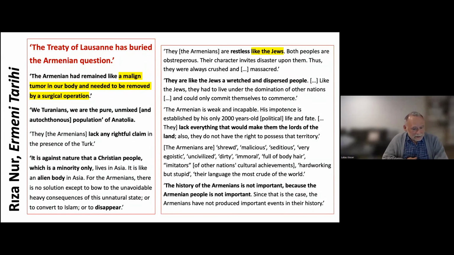So, Ermeni Tarihi, just a few quotations. So, the Treaty of Lausanne has buried the Armenian question. The Armenians had remained like a malign tumor in our body and needed to be removed by a surgical operation. We are Turanians, we are the pure, unmixed, and as he said at another place, autochthonous population of Anatolia. The others, of course, do not own any right. And this I had already quoted. And here, full of then comparisons with the Jews, even if politically and diplomatically, he played the game of Jews as a wonderful model minority.